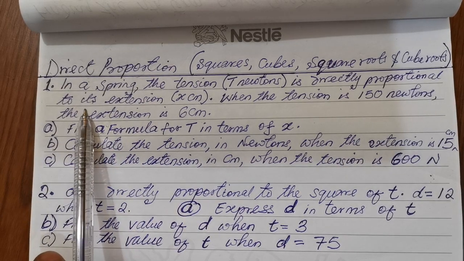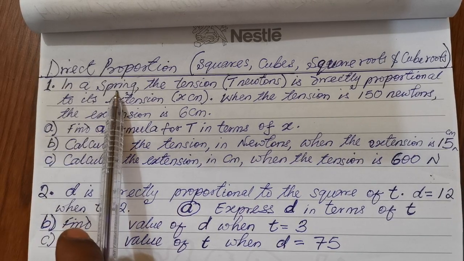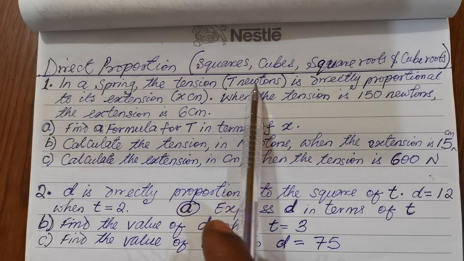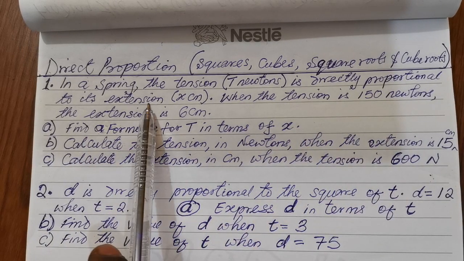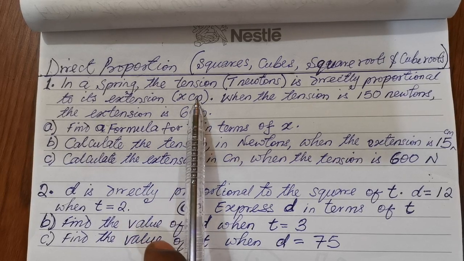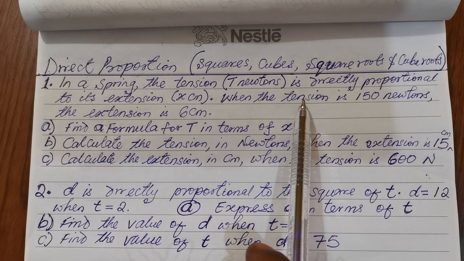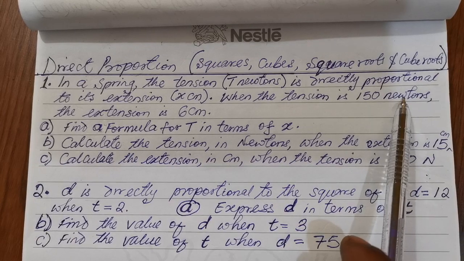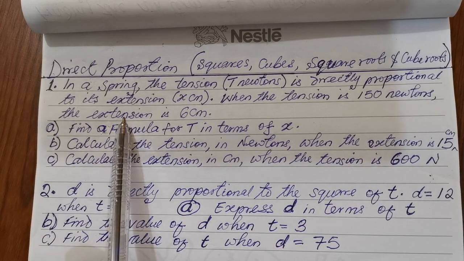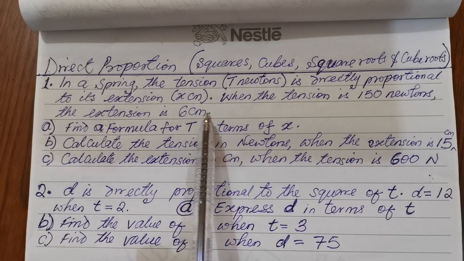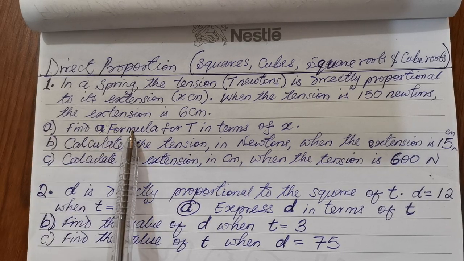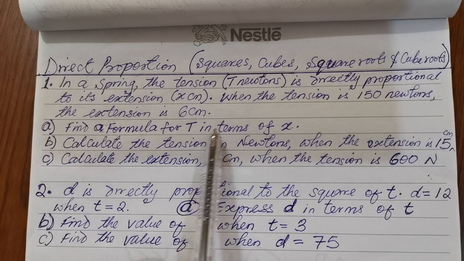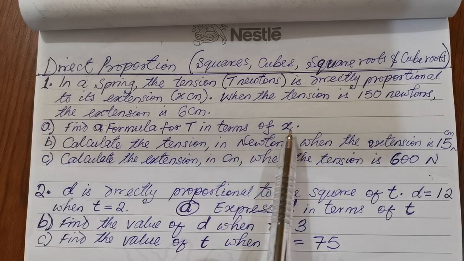Okay, now this first question says that in a spring, the tension T Newton is directly proportional to the extension X cm. When the tension is 150 Newton, the extension is 6 cm. The first question says find a formula for T in terms of X.